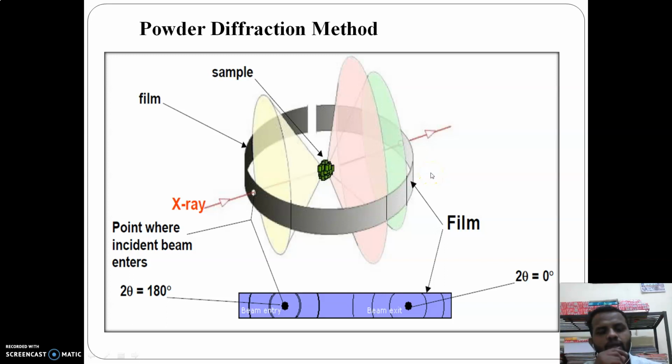Hello students, this is the last lecture in this series. The last method which is used for XRD study is the powder diffraction method. Now, powder diffraction method, as the name suggests, here the sample is supposed to be taken in a powdered form.